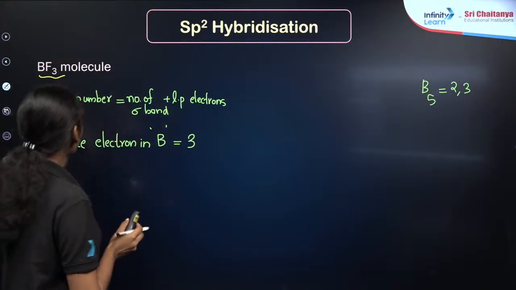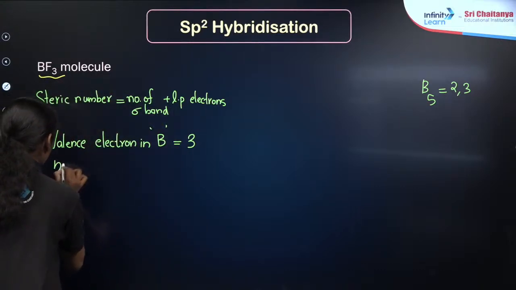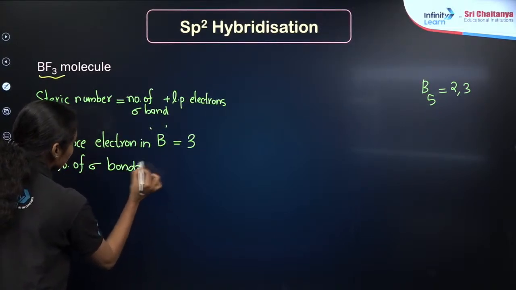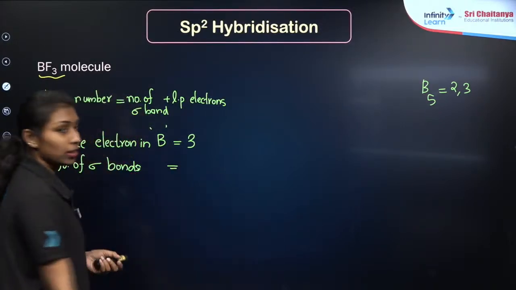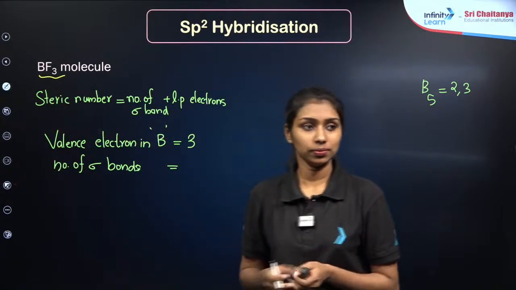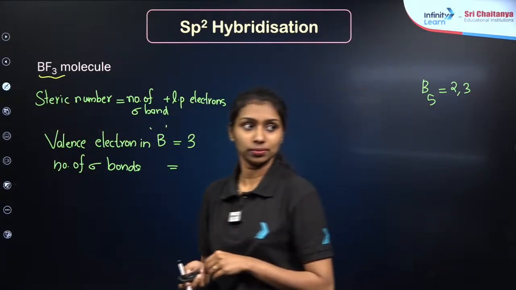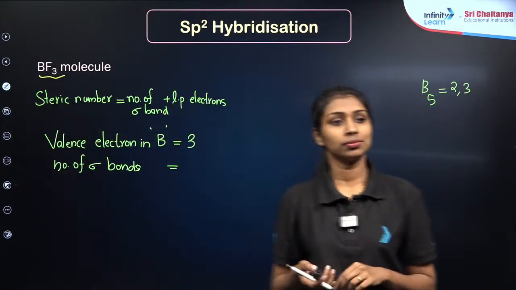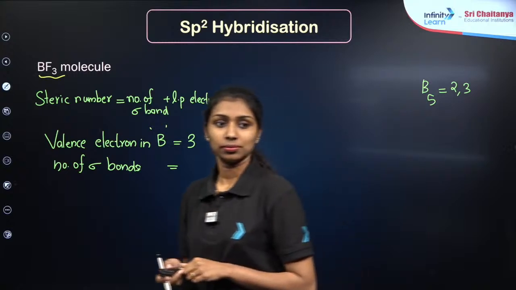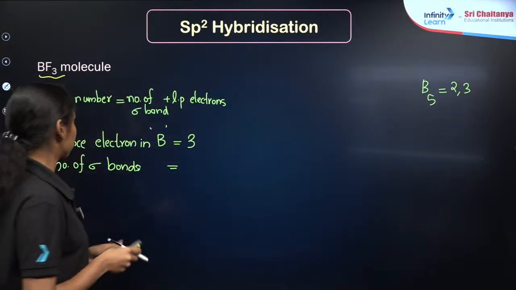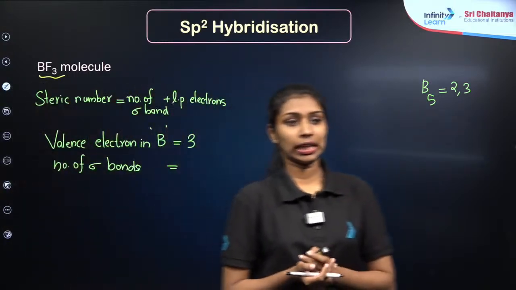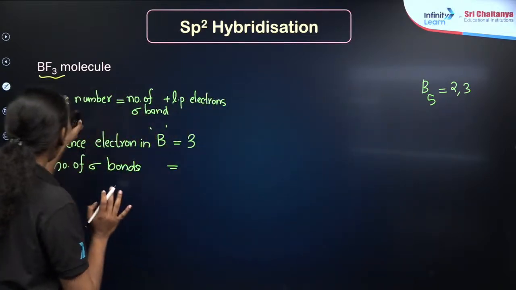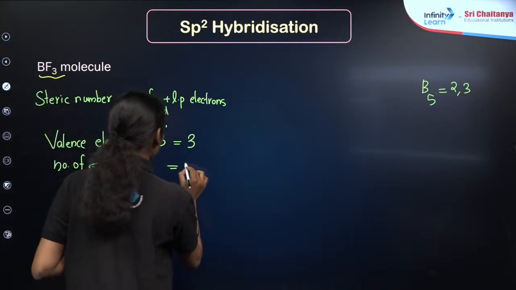Then how many surrounding atoms are present here, or what is the number of sigma bonds in the BF3 molecule? Pooja? 3, right? Yes, Anish, you are correct. The number of sigma bonds means the 3 fluorine atoms are surrounding here. So the number of sigma bonds is equal to 3.